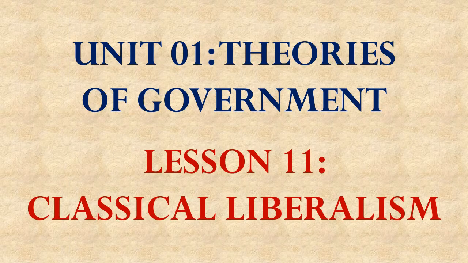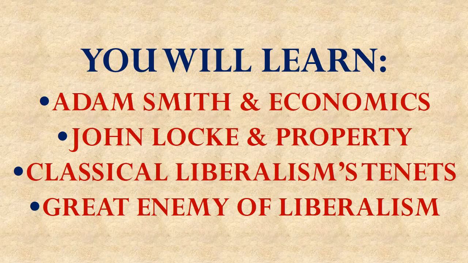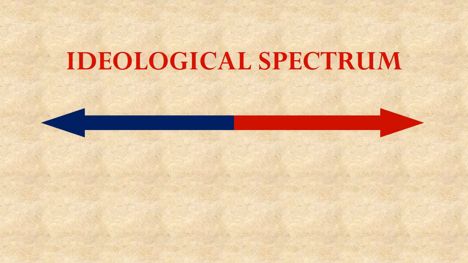This lesson is from Unit 1, about theories of government. It is Lesson 11, about classical liberalism. In this lesson, you will learn about Adam Smith and economics, about John Locke's views of the importance of property, about the essential tenets of classical liberalism, and about the great enemy of liberalism.